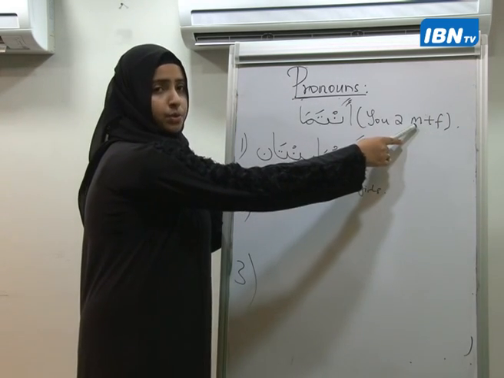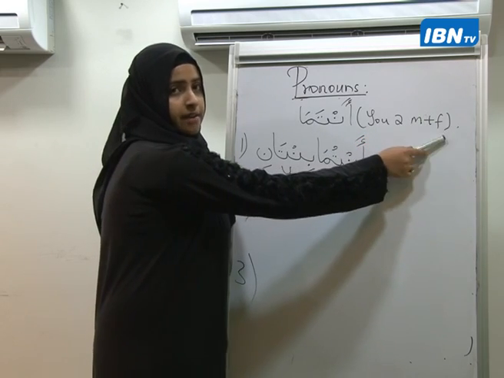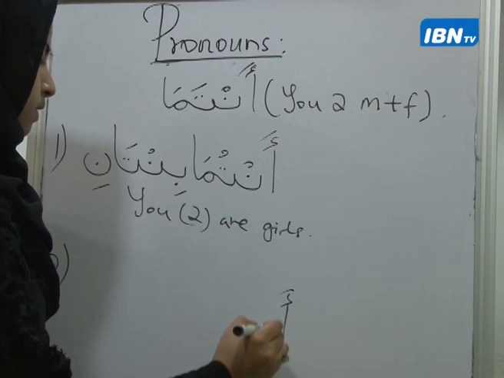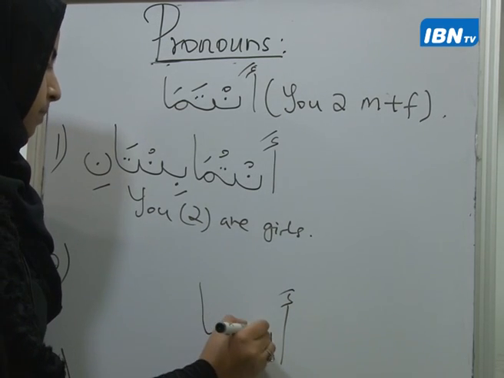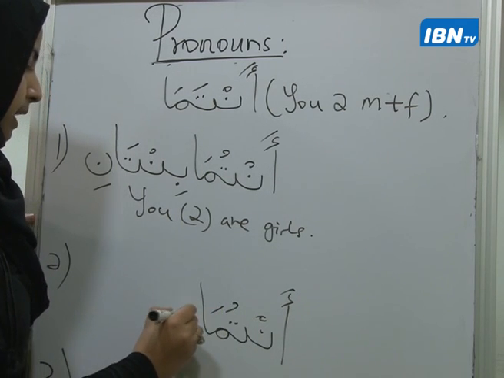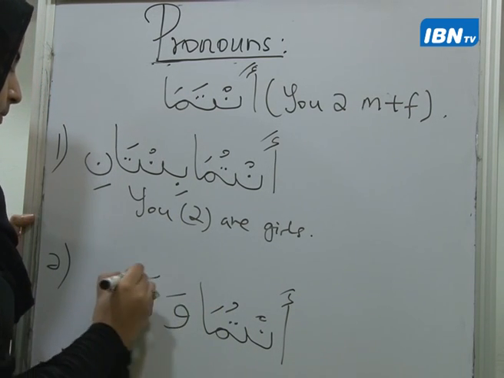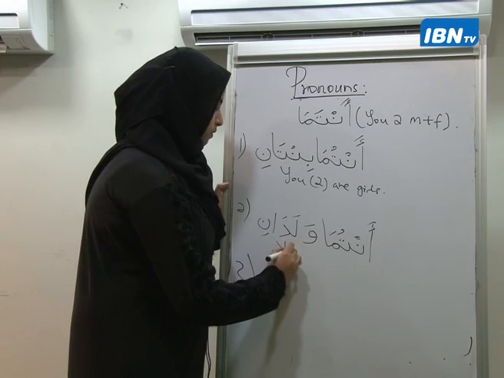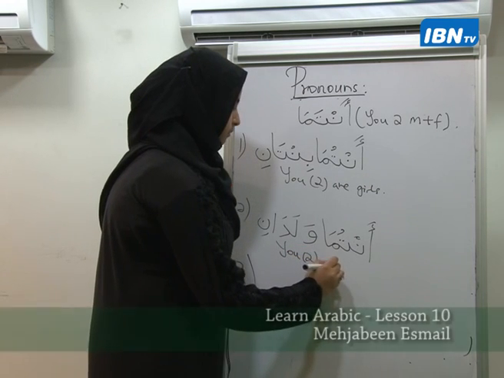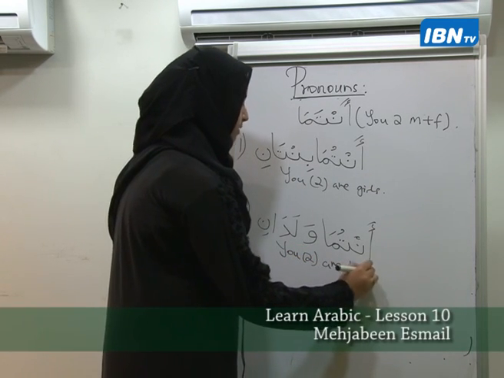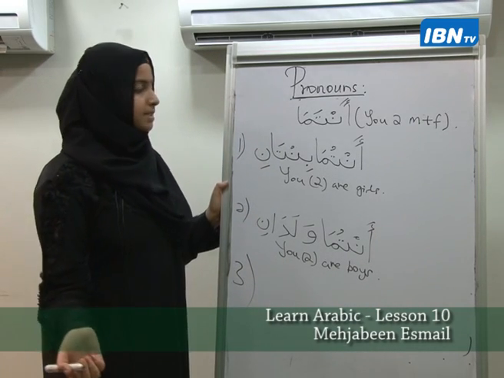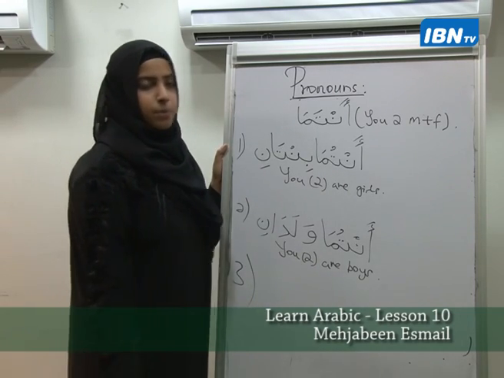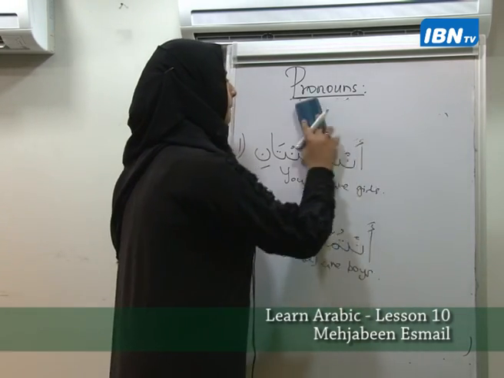If I want to say you two are boys, of course I can use the masculine as well, since antuma is dual for both masculine and feminine. So I can say antuma waladan. Means you two are boys. Right, so this is how you can construct sentences using the dual, right? So we'll just have a very quick summary of what we did today.